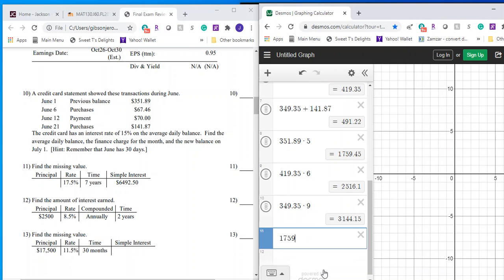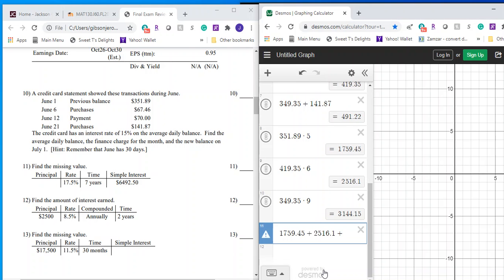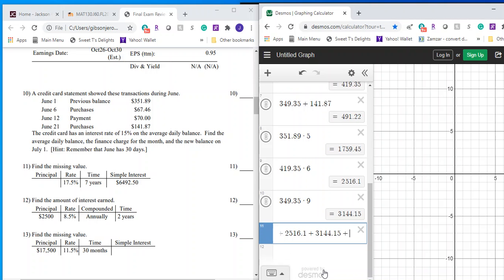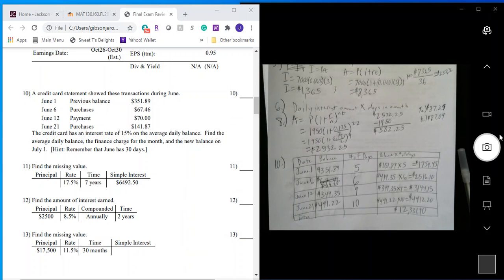So 1759.45 plus 2516.10 plus 3144.15 plus $4,912.20. So that would give us a total of $12,331.90. Now that'll be the total for the month.